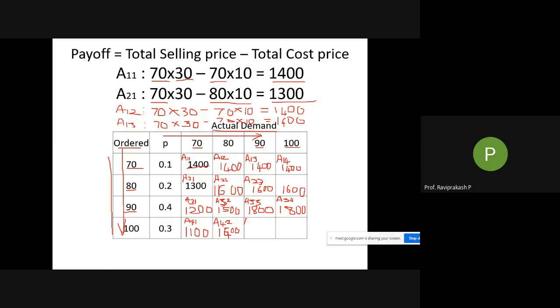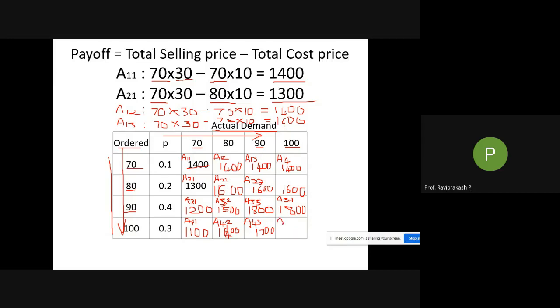So now in this case, A43, tell me. 1700. Okay. Can you tell the breakup? How 1700? 90 into 30 minus 100 into 10. Correct. So the value is 1700. That is fine then. So this is 1400, not 1600. Okay. Then the last one, A44.